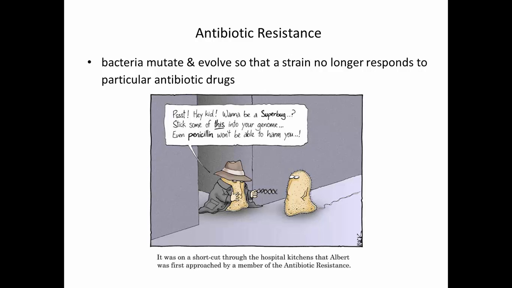Where we're at right now is we are encountering more and more strains of bacteria that don't respond to the drugs that we have. This is because bacteria reproduce very quickly, so they mutate very quickly and they evolve to meet the challenges of their existence. If we have an antibiotic drug that kills them, they will evolve to become resistant to that particular drug. So when we talk about antibiotic resistance, we're talking about bacteria that have mutated or evolved so that they no longer respond to a particular antibiotic drug.